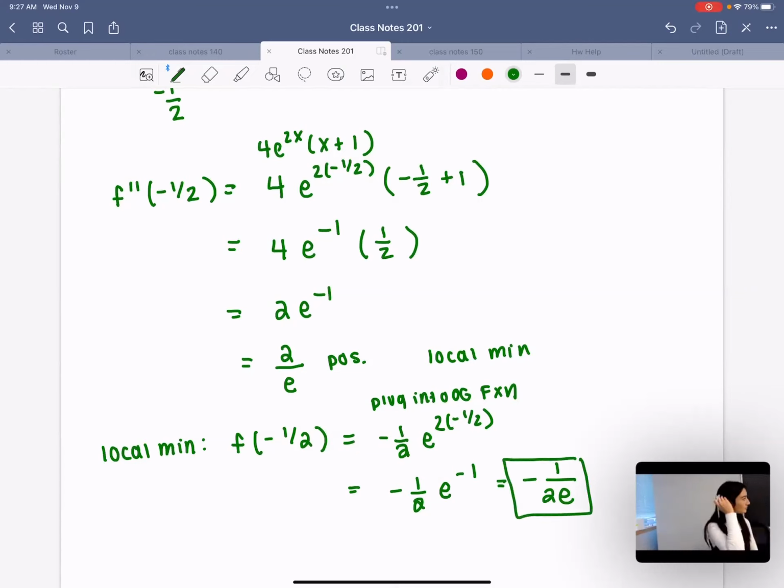Okay. Any questions on part C? Do we feel a little bit more confident in using the second derivative test? All right. Let's move on to part D then. Part D is asking us to find the intervals of concave up and concave down. When we're asked to find intervals, this is when you want to set up your number line. Number line is when we care about the intervals.